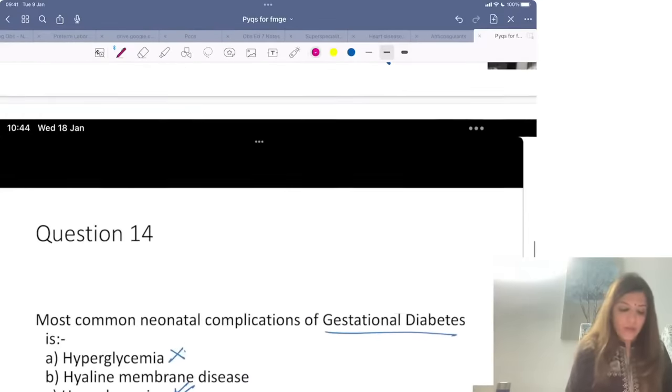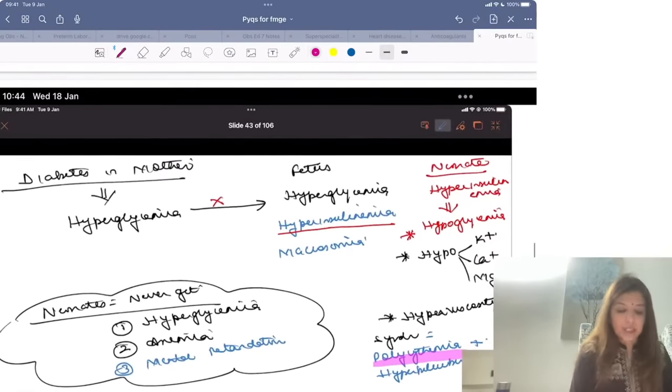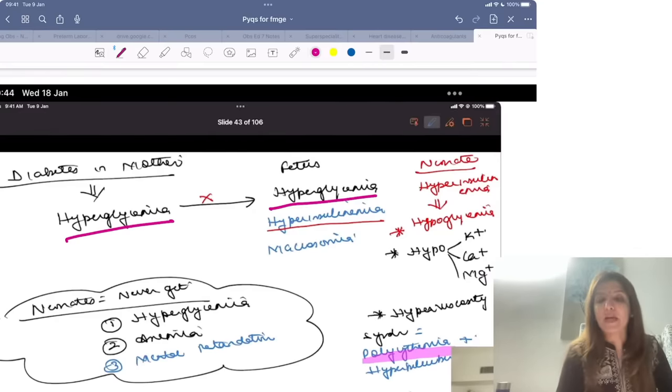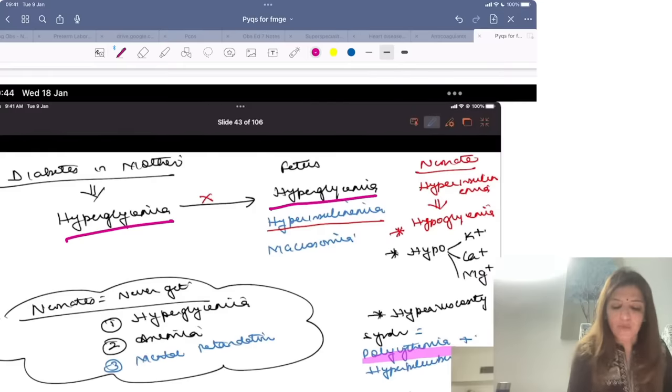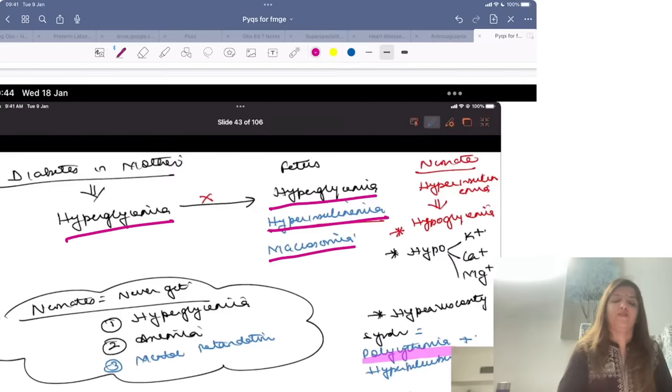Next question was, most common neonatal complication of gestational diabetes. Please remember that in a case of diabetes, mother is going to have hyperglycemia. Same blood goes to the fetus, so the fetus also has hyperglycemia. Because of hyperglycemia in the fetus, the fetal pancreas will produce insulin. So, there will be hyperinsulinemia, and because of this hyperinsulinemia in the fetus, there is going to be macrosomia.